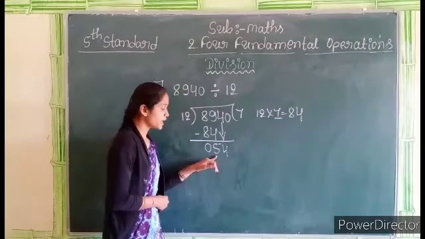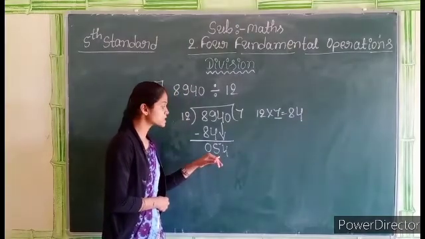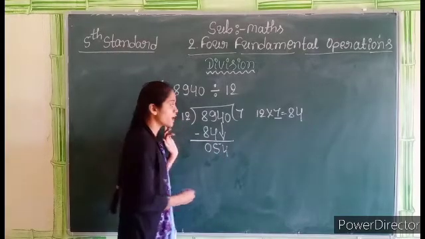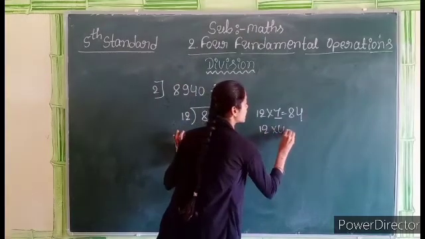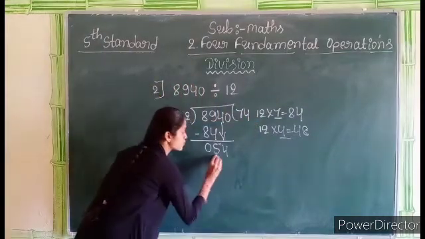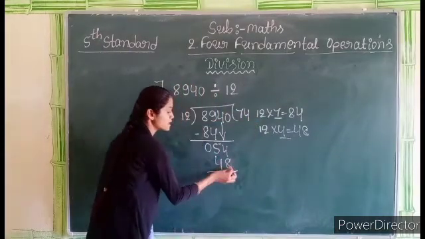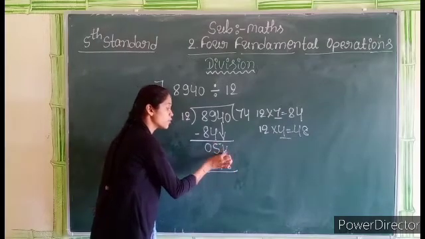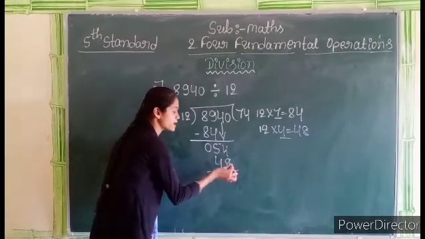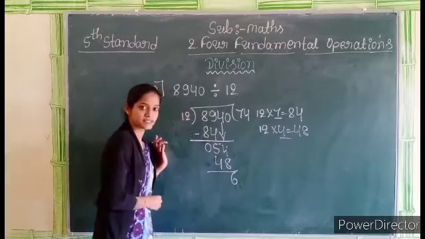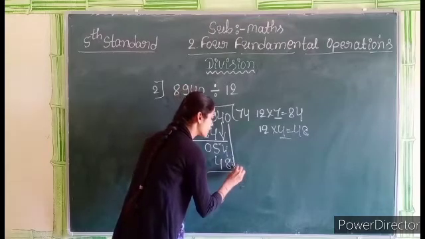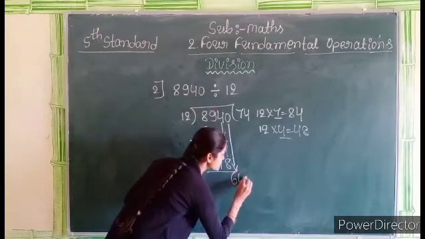Okay. 48 is the nearest number to this 54 in the table of 12. That goes on 4. 12 4s are 48. 4 should be written in the place of quotient, then 48. 4 minus 8. 8 is greater than this 4. Now we have to take 1 borrow from this 5. 14 minus 8, that is 6. Okay. We have to bring down this 0 and the 0 should be written right side of this 6.